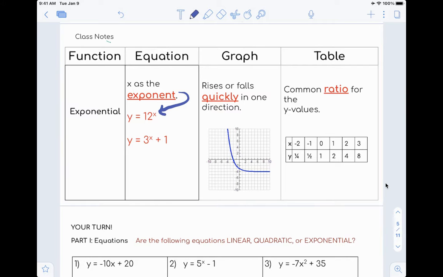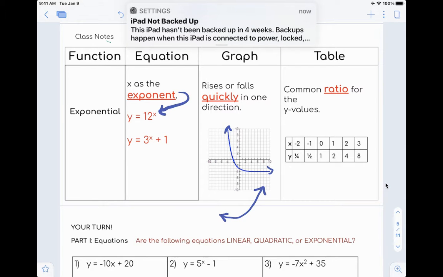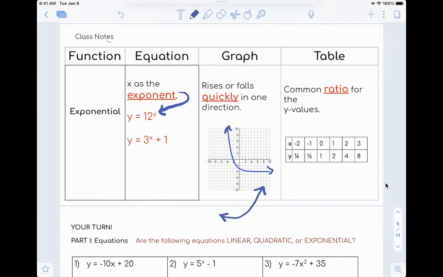So graphically, you're going to see that the graph will rise or fall very quickly. And again, I'm going to put little arrows. So this one is decreasing. So this might be something radioactive that's decreasing. And then here's something that's increasing really quickly. And that would be perhaps population, or we talked about COVID, something growing very, very quickly.